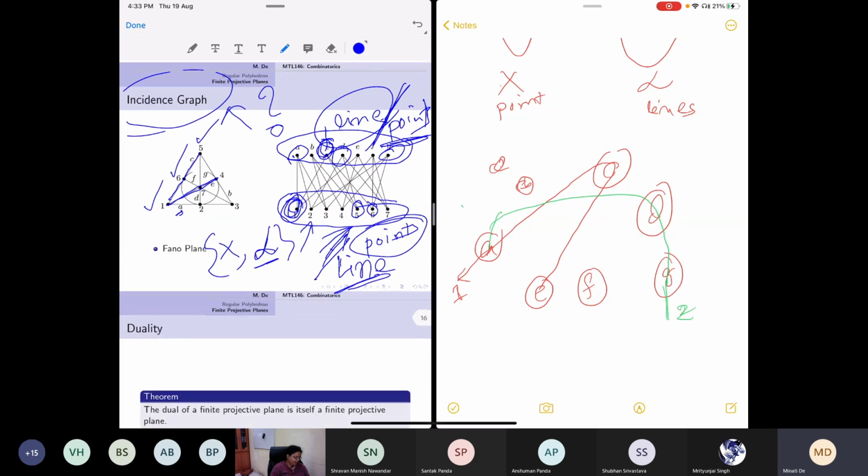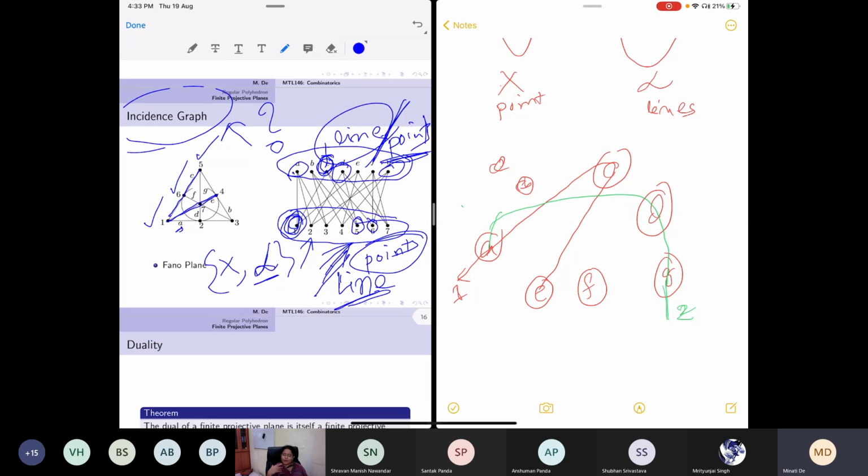So if you understand the duality, you can see the dual of a dual is the original finite projective plane. If you perform this duality operation twice, then you are coming back to the original finite projective plane. So if given a finite projective plane, you construct the dual of the dual, then that will be the finite projective plane itself. There is no doubt about it.